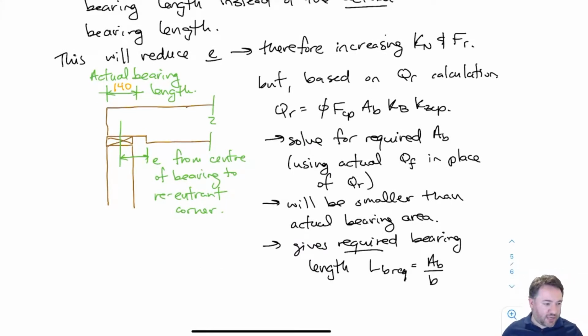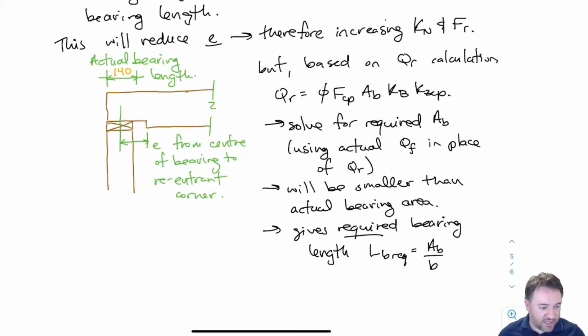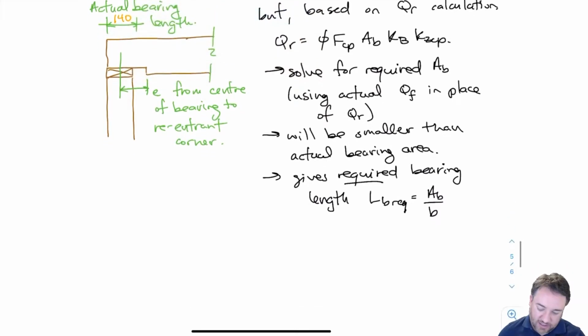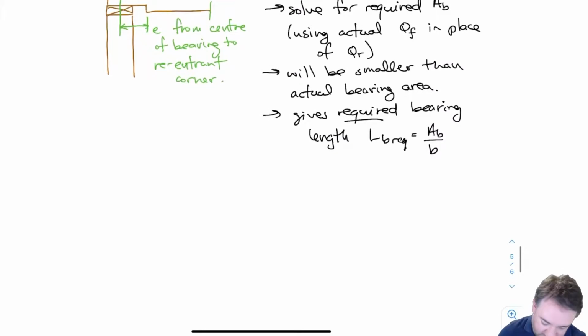If I go through that process and come up with a required bearing area to satisfy the actual load that's there, then this area is going to be smaller than the actual bearing area that I'm using because of geometric considerations. I can figure out a required bearing length, LB required, which is just my bearing area divided by the width of the bearing surface. What the standard says is that I can then consider that the entire beam is sitting on that required bearing length, which means that I'm going to be able to reduce my E. And that looks something like this.